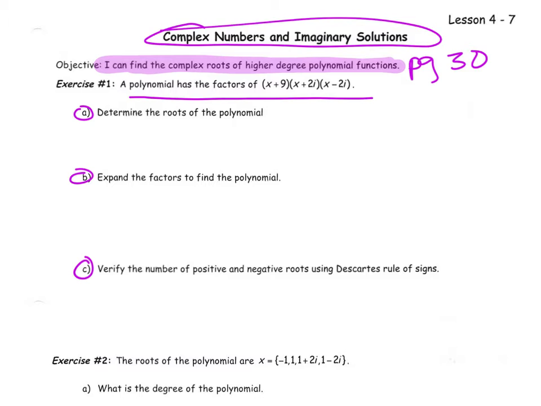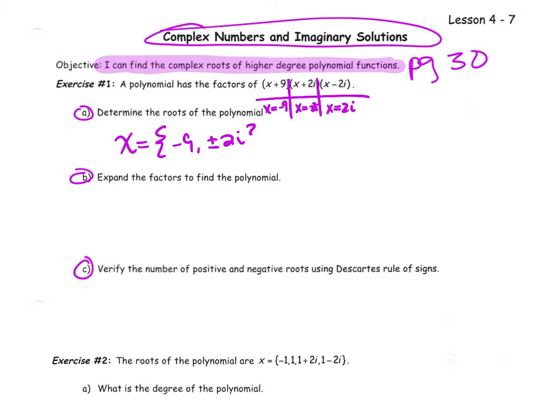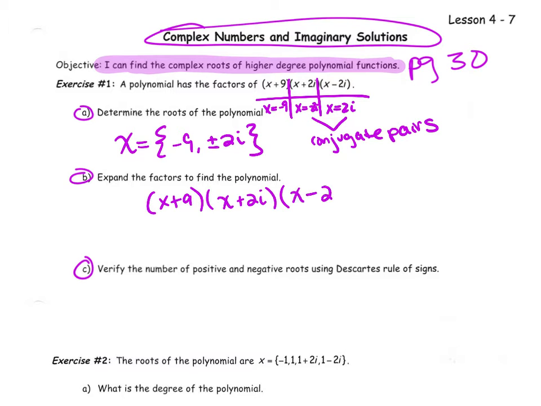Find the roots. Well, to find the roots, we're just going to t-chart this. T-chart, we'll get x equals negative 9, x equals negative 2i, and x equals positive 2i. So we'll have x equals negative 9, and then plus or minus 2i. Remember, imaginary roots come in conjugate pairs always. Okay? And expand the factors to find the polynomial. Well, we're just going to multiply x plus 9 times x plus 2i times x minus 2i.